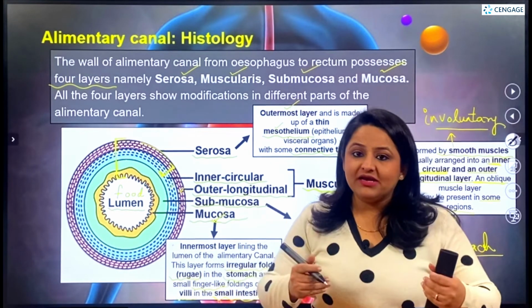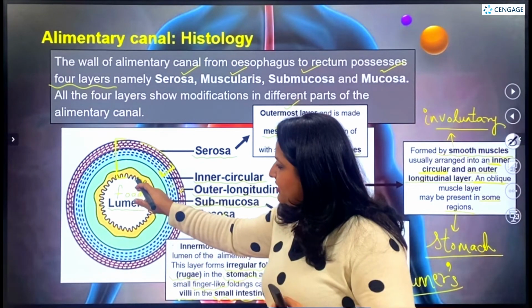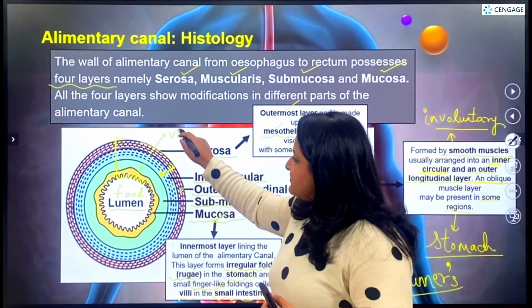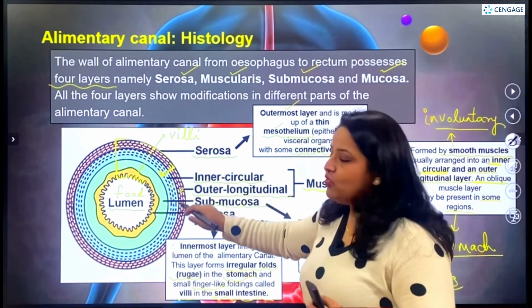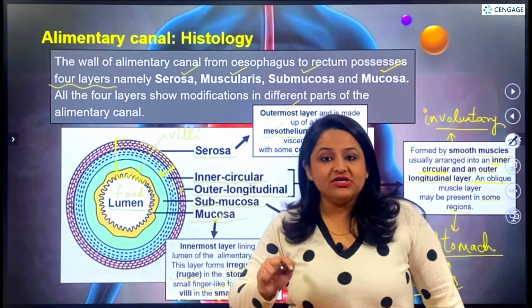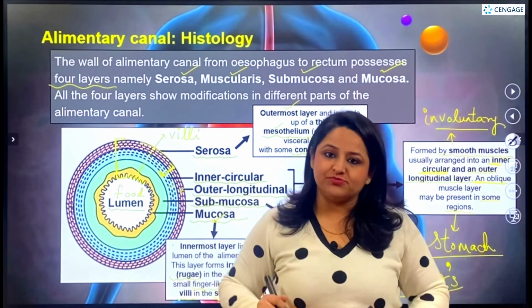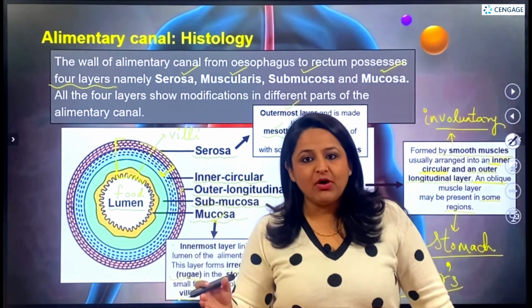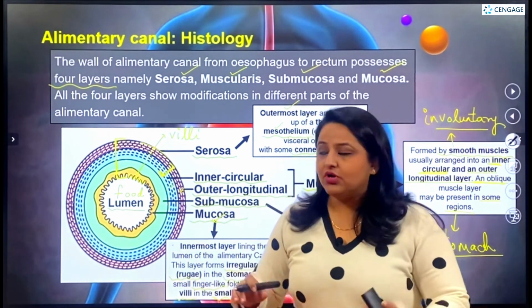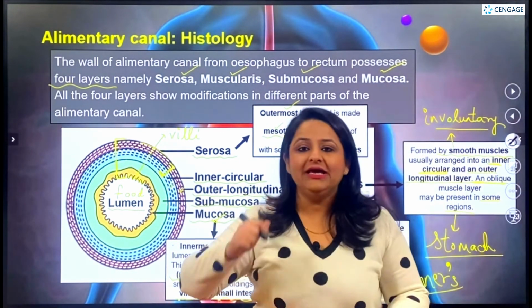Similarly, the finger-like projections depicted over here are known as the villi. These villi are modifications of mucosa which are generally seen in the small intestine. What is the function? The function of villi is to increase the surface area for the act of absorption. How it is doing that, we will talk about when we discuss absorption in detail. So these are the 4 layers which are seen in the wall of the alimentary canal.